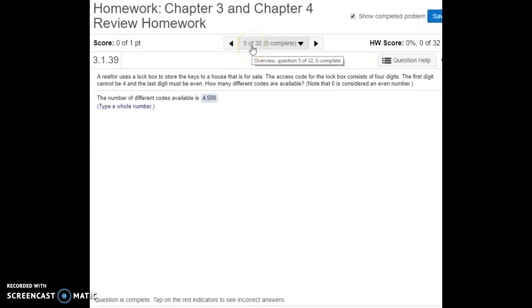For number 5, we're going to use the fundamental counting principle to count the total number of ways something could happen. And in this scenario, we have a lockbox to store keys for a house that's for sale. And the access code consists of 4 digits. And then we have a few restrictions. The first digit cannot be a 4. And the last digit must be even. So what we're trying to count is how many different possible codes there are for this lockbox.